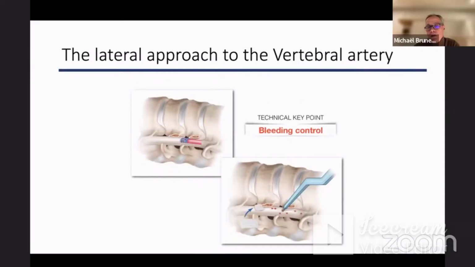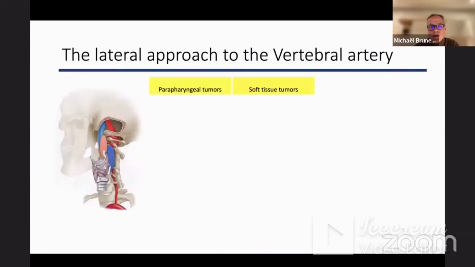So if you have a bleeding problem, you can control the venous bleeding with direct coagulation on the sheath itself, or you can even pack with Surgicel, or use Floseal, and then you will be perfectly able to control any bleeding around the vertebral artery, meaning venous bleedings.